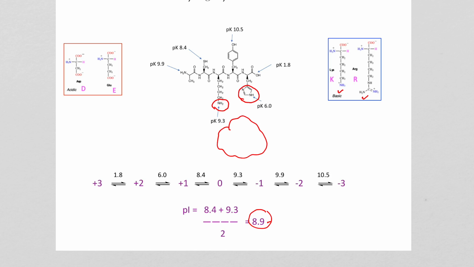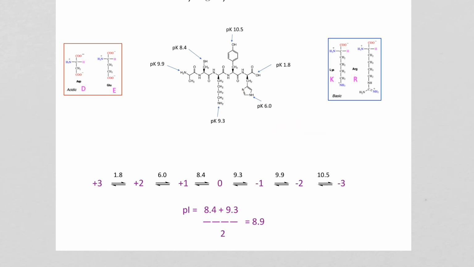If we had more acidic amino acids in the polypeptide chain or the protein, then the pI would be more towards the acidic side, less than 7. So if a protein had more basic amino acids, then you would have a higher pI. And if the protein had more acidic amino acids, you would have a lower pI for that protein. And we'll see this in a future video.